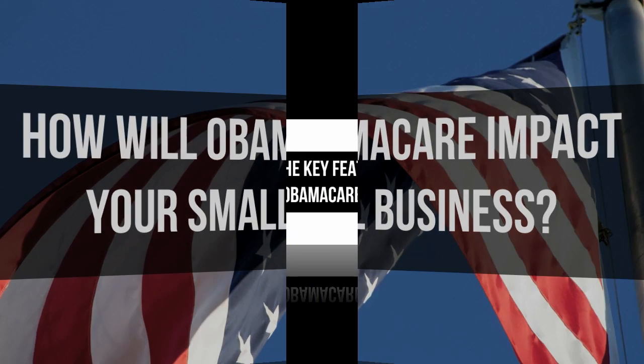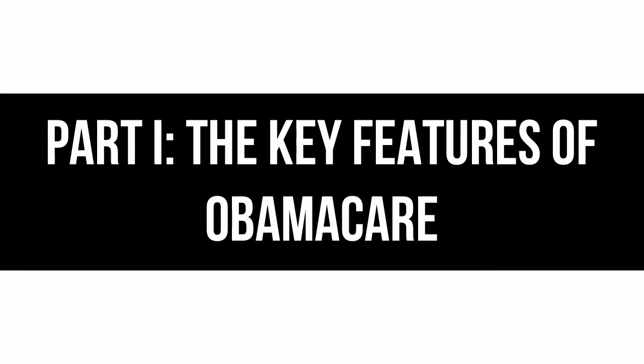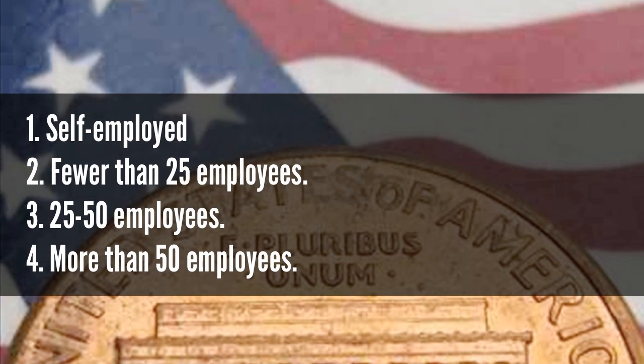Part 1, the key features of Obamacare. Understanding the size of your small business. The impact of Obamacare differs depending on the size of your small business. There are 4 size categories. Number 1 is self-employed. Number 2, fewer than 25 employees. Number 3, 25 to 50 employees. And number 4, more than 50 employees.